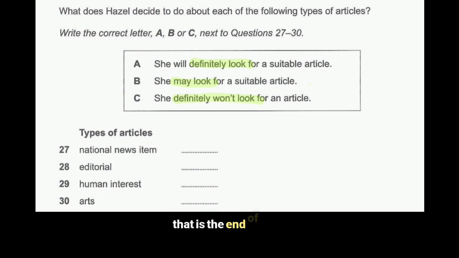That is the end of part 3. You now have 30 seconds to check your answers to part 3.